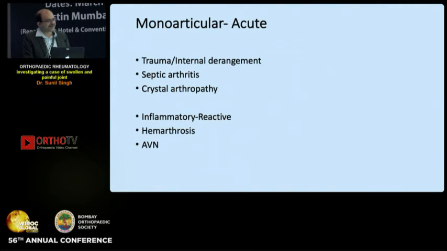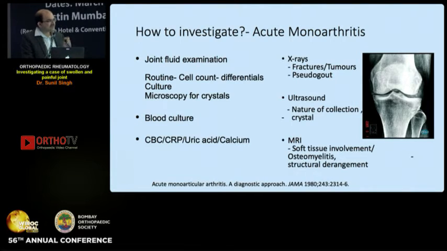The acute monoarthritis. We know that the most common causes are trauma, septic arthritis, or crystal arthropathy. Aspiration of the synovial fluid remains the key, particularly in non-traumatic cases, to make a diagnosis of septic arthritis. The WBC counts, the culture, and the microscopy for crystals are all going to help you. X-rays will be useful in cases of trauma, but they can also help you clinch a diagnosis in pseudo-gout, where you can see calcification in the hyaline cartilage.